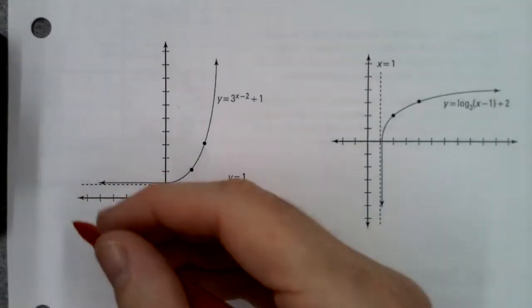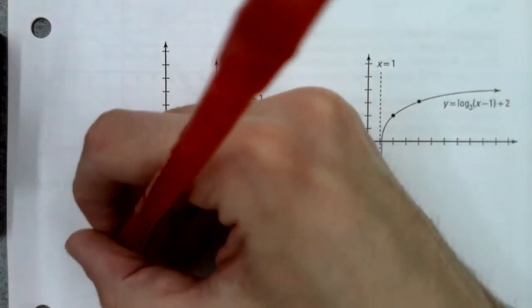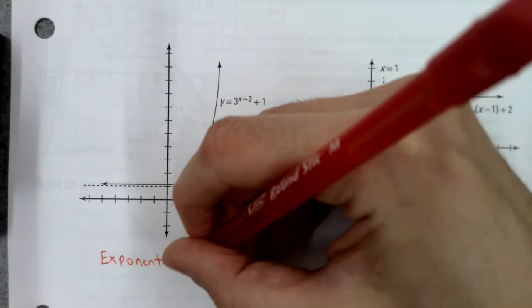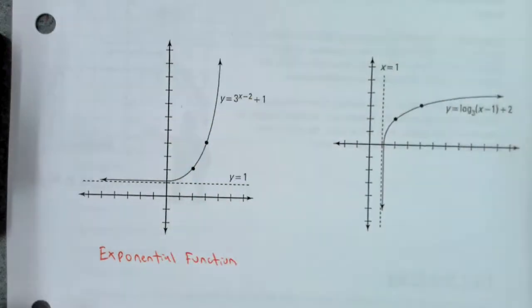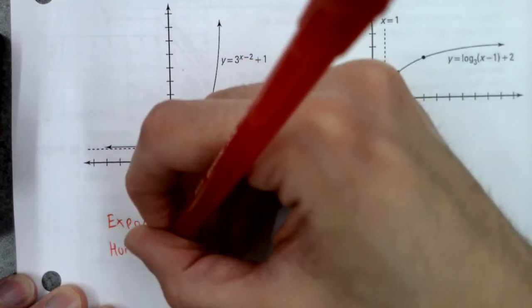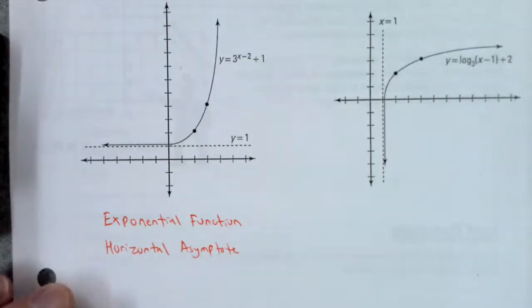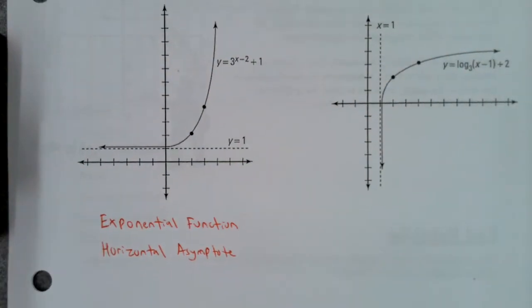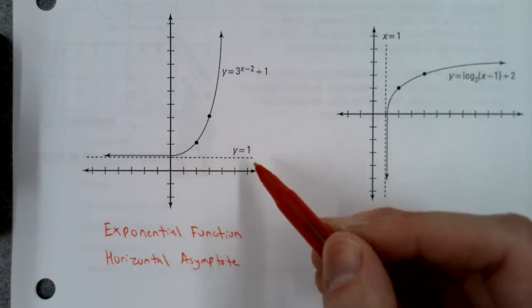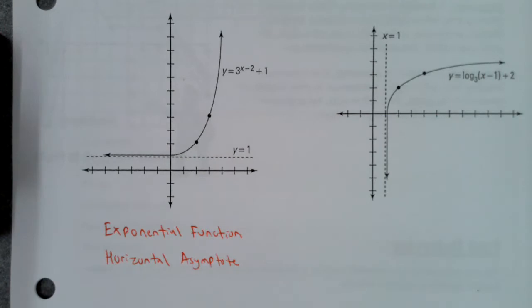So this is an exponential function. It's labeled right there. That means it's going to have a horizontal asymptote. Let me jot that down. And in this case, the asymptote is right here. This is the line that the graph is going to never actually touch. It's going to approach it, but it's never going to touch it.